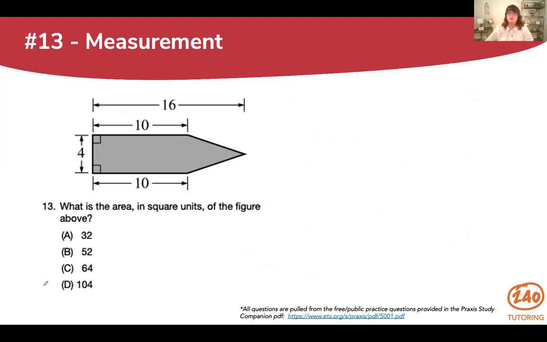So I'm going to separate this into two basic figures. I'm going to draw a line here to create a rectangle and a triangle. So now I've basically got this rectangle that measures 4 by 10. And then I've got this triangle.